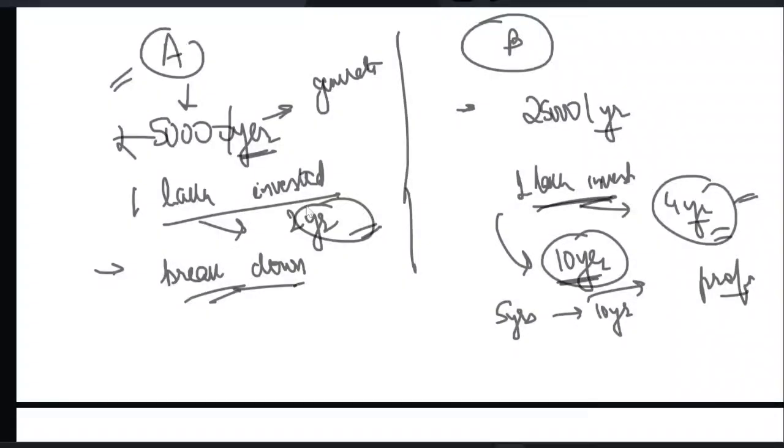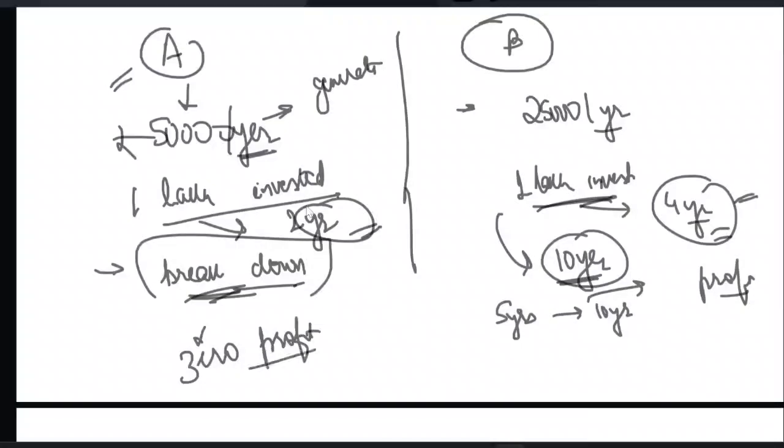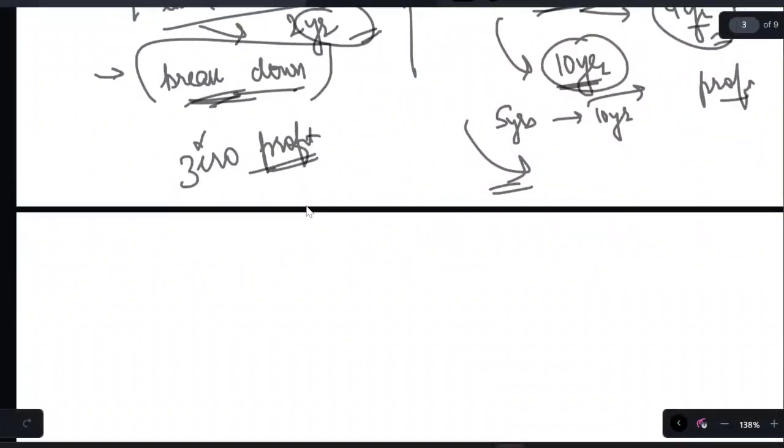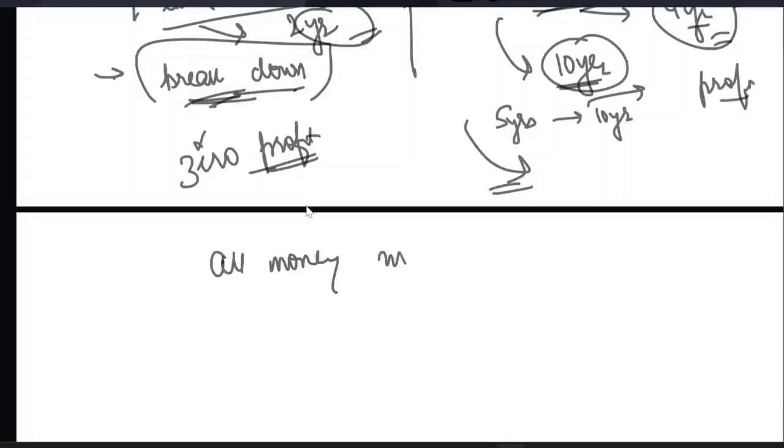But wait, machine A stops working after 2 years, isn't it? It breaks down immediately, making zero profit after 2 years because the machine is not working. How can you make profit? But machine B would have made you rich. So this is the biggest flaw of the payback period method. It completely ignores all the money you make after the initial investment is recovered.